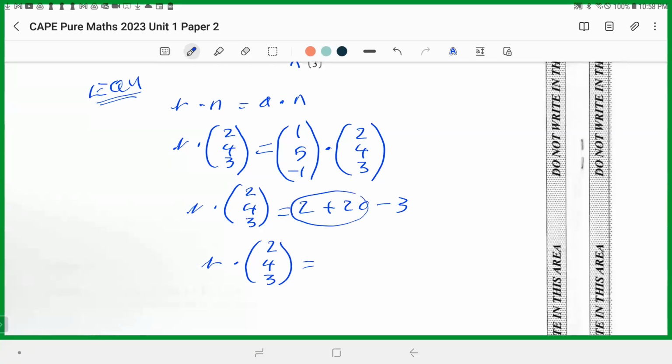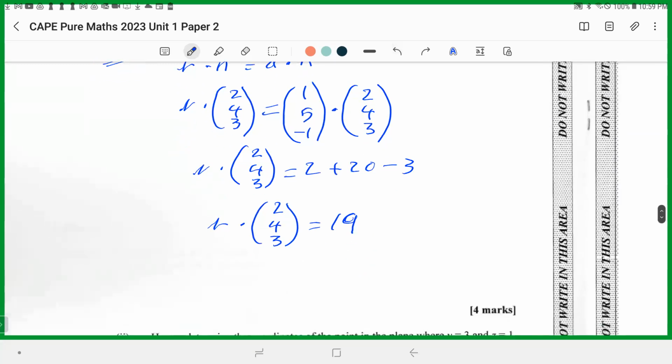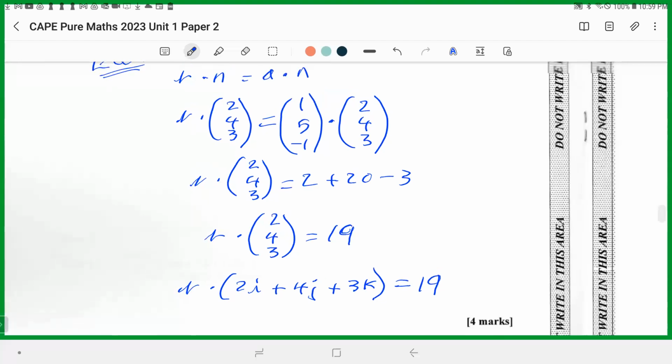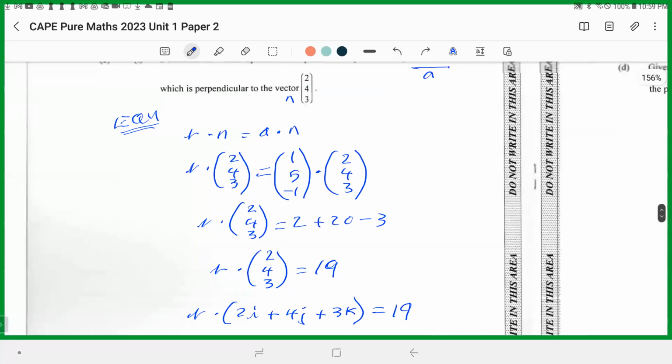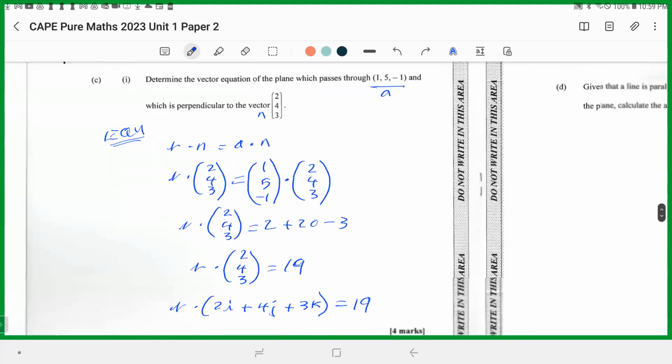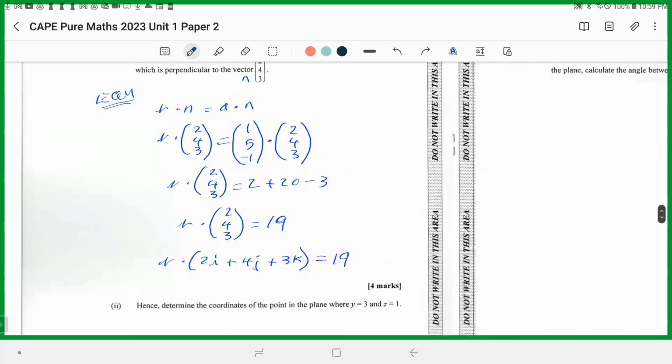So we end up getting R dot 2, 4, 3 equal, this is 22 minus 3. It's 19. This is 20 minus 3 is 17, and 2 is 19. Right, so that's the equation of a plane. You can also write it like R dot, and then you put 2i plus 4j plus 3k equals 19. Since it's a vector equation, we could leave this as is. Why? Because they gave us in that format. That's the vector equation of the plane.